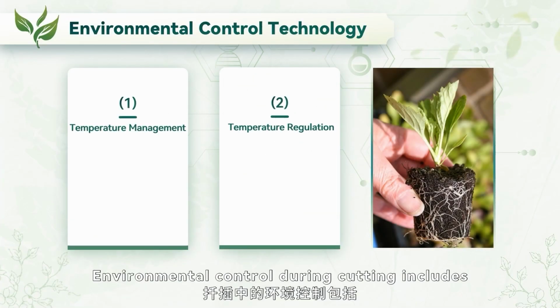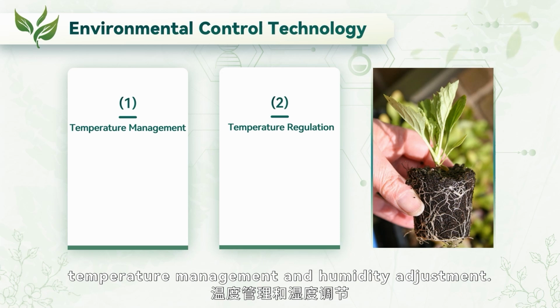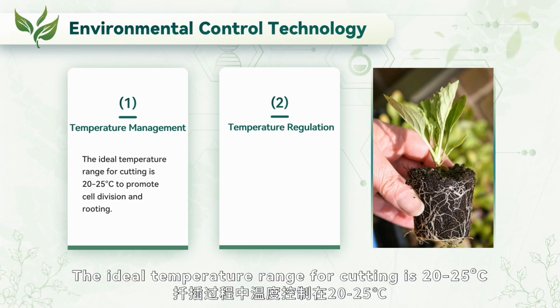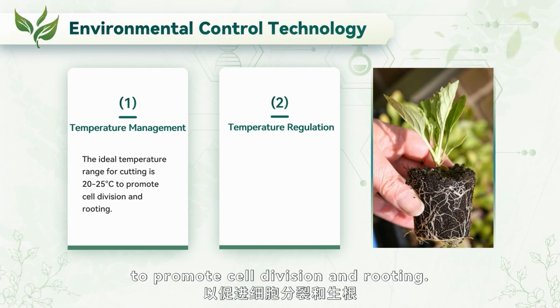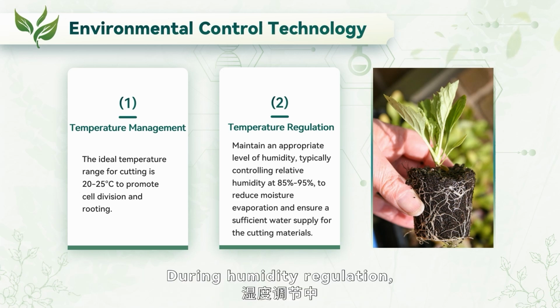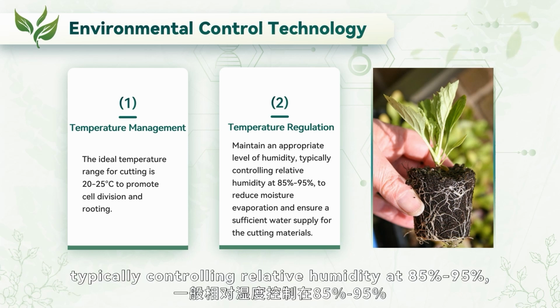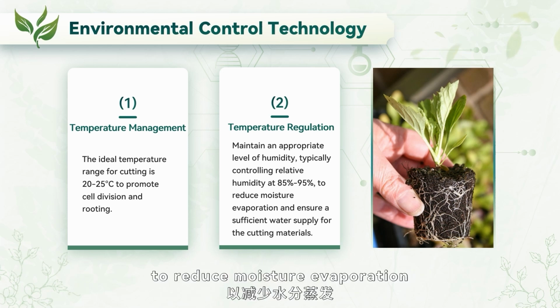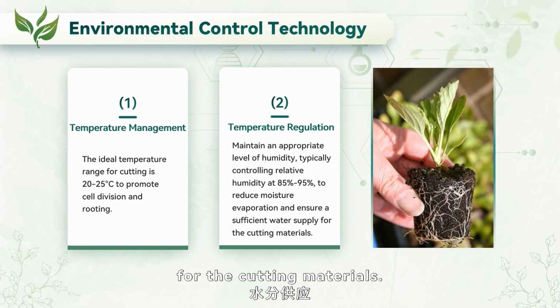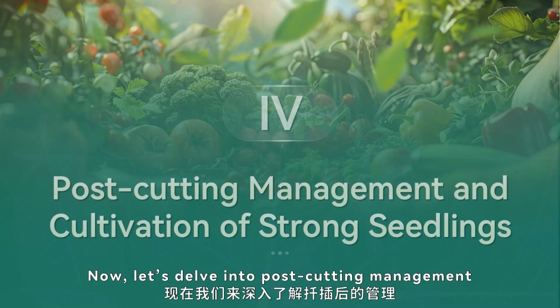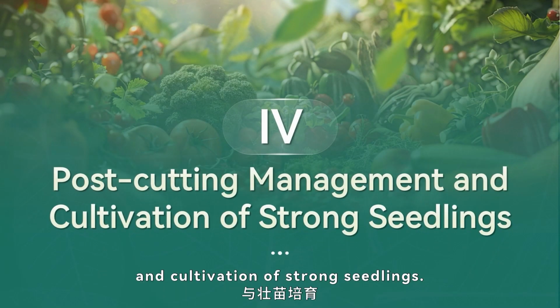Environmental control during cutting includes temperature management and humidity adjustment. The ideal temperature range for cutting is 20 to 25 degrees Celsius to promote cell division and rooting. During humidity regulation, maintain an appropriate level of humidity, typically controlling relative humidity at 85% to 95% to reduce moisture evaporation and ensure a sufficient water supply for the cutting materials. Now let's delve into post-cutting management and cultivation of strong seedlings.